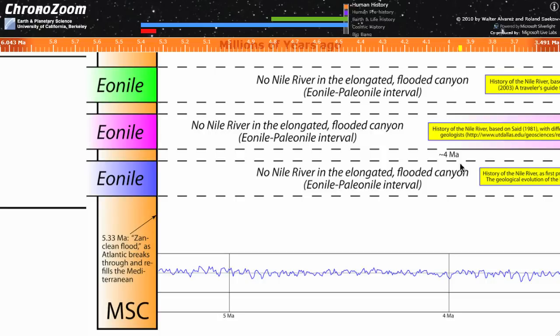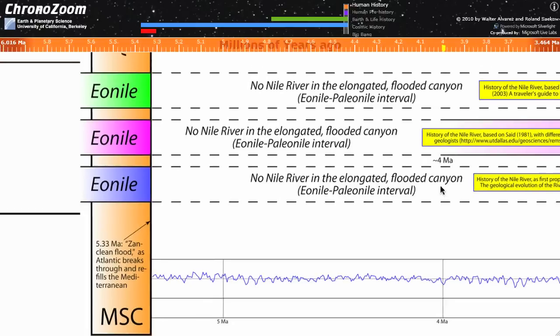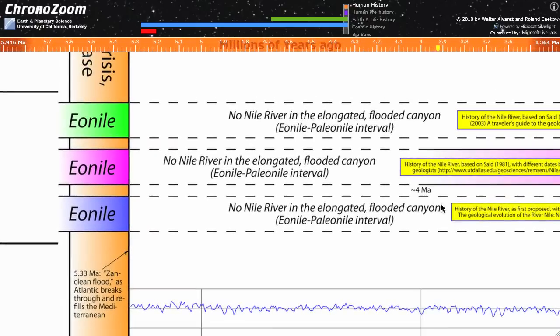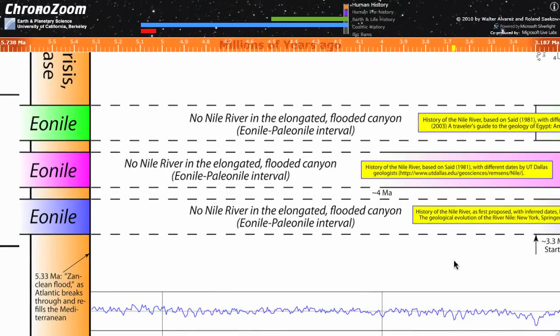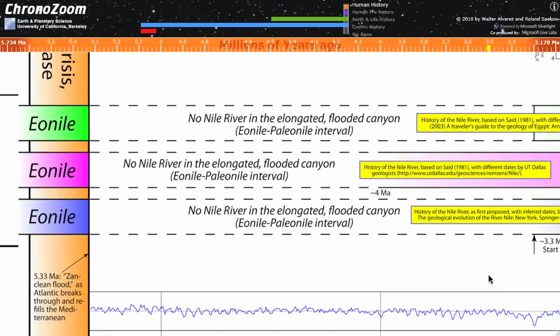Now, Said's preferred chronology is shown in blue, while other geologists have suggested slightly different histories shown in pink and green. And Eo-Nile is the name that Said gave to the river that eroded the Great Canyon when sea level was low in the Mediterranean. Now, that river, of course, just simply ceased to exist when the Atlantic broke into the Mediterranean desert and suddenly filled it up, and filled up that long canyon going all the way back up to Aswan.